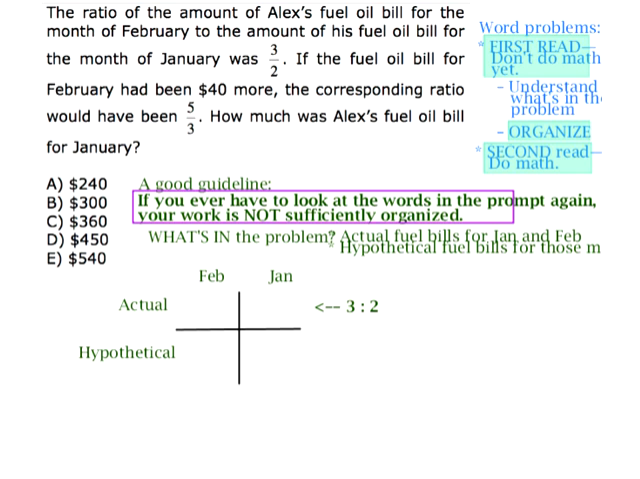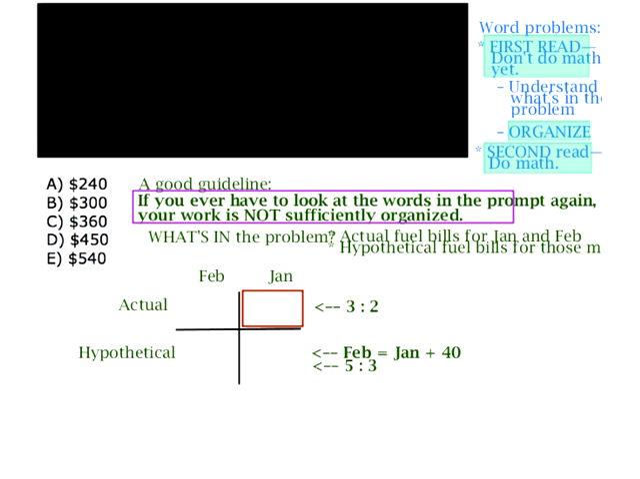The hypothetical is 40 more for February. So February is January plus 40 in this row. And then the ratio here is also 5 to 3. Okay, once we have that, and once we look at one more thing, which is the actual goal of the problem, we don't ever again have to look at the prompt. It's just totally not a thing. So we can actually just black out that part. This is a sign of whether you are organized enough. If you can do that, then you win.